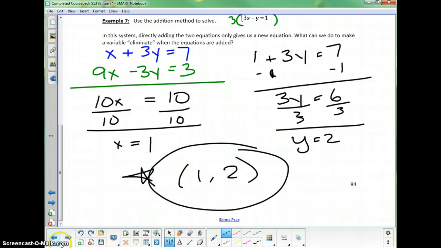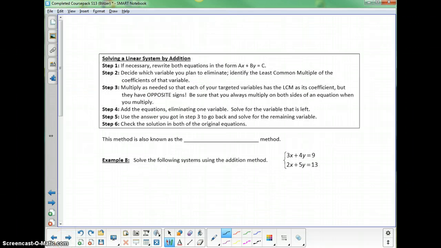Alright, so let's try this again. Okay, we have our summary right here. If necessary, rewrite both equations so they're in the form ax plus by equals c. So that means they need to be in columns to do this. It needs to have all the x's, the y's, and the constants lined up. Then I'm going to decide what variable to eliminate.